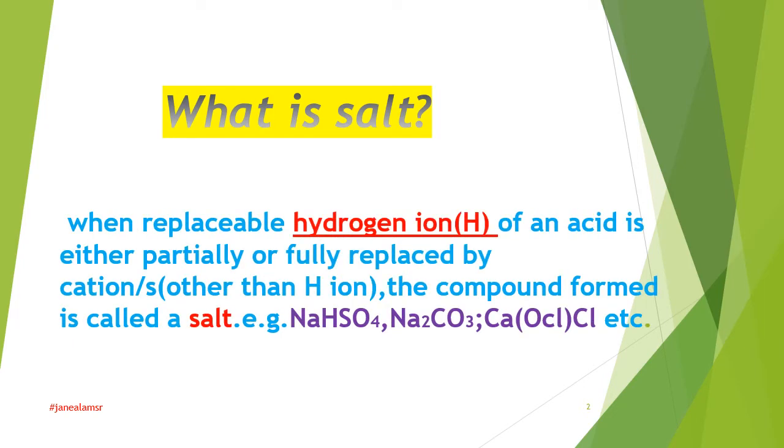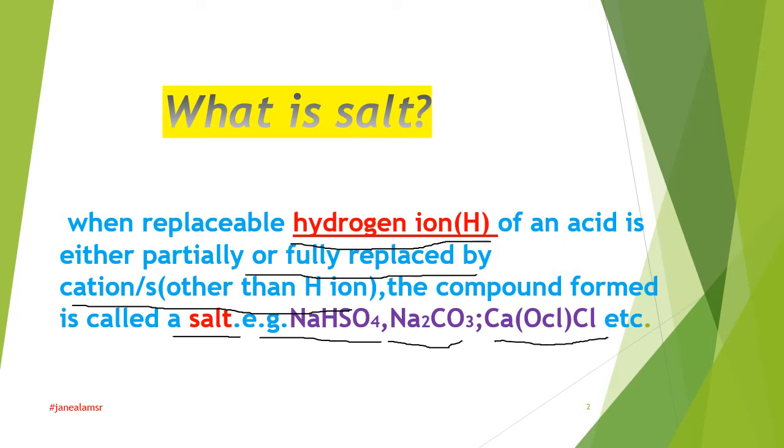When the replaceable hydrogen ion of an acid is partially or fully replaced by a cation other than hydrogen ion, the compound formed is called salt. Here you see a few examples of salt like NaHSO4, sodium bisulfate, Na2CO3, sodium carbonate, CaOCl2, calcium hypochlorite, that means bleaching powder.